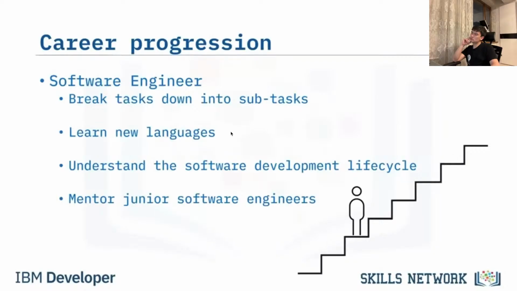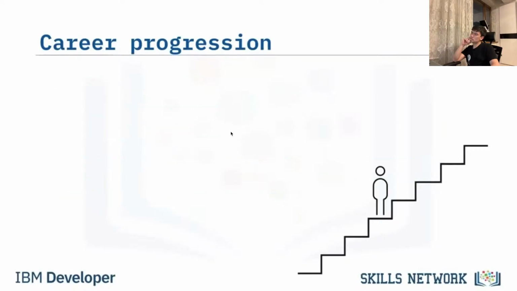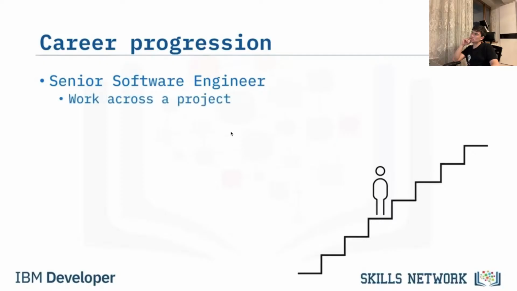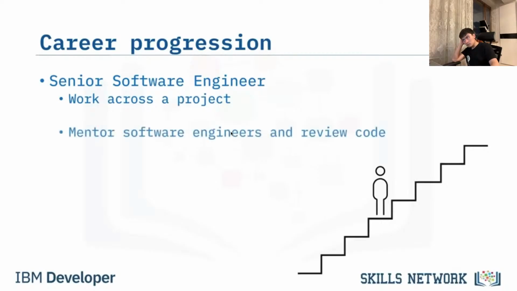The next stage of your career could be a senior software engineer position. In this role, you're likely to have involvement across the whole of a project and with an entire code base. You may be asked to mentor software engineers and to conduct code reviews across the team. And from the experience you've gained in earlier roles, you'll be expected to be able to solve a wide range of problems in an efficient way.